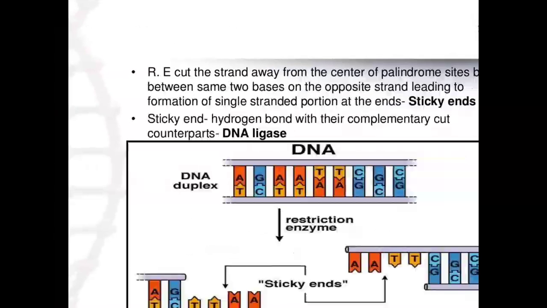So if the restriction enzymes cut the strand away from the center of the palindrome sites, between the same two bases of the opposite strand, leading to formation of a single-strand portion, this end is known as the sticky end. So sticky ends hydrogen bond with their complementary cut counterpart, and DNA ligase joins them.